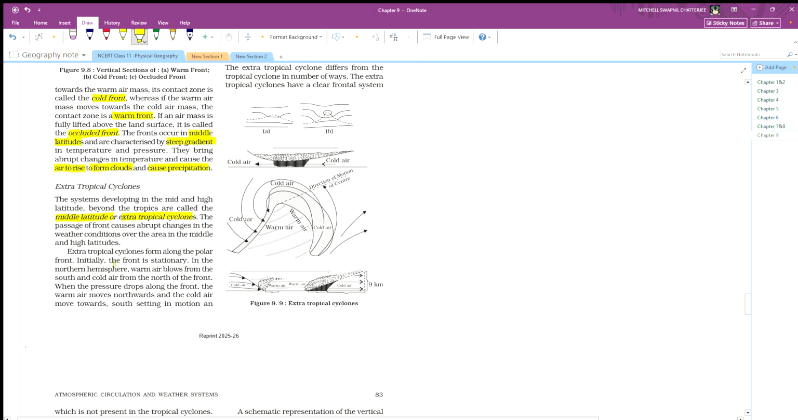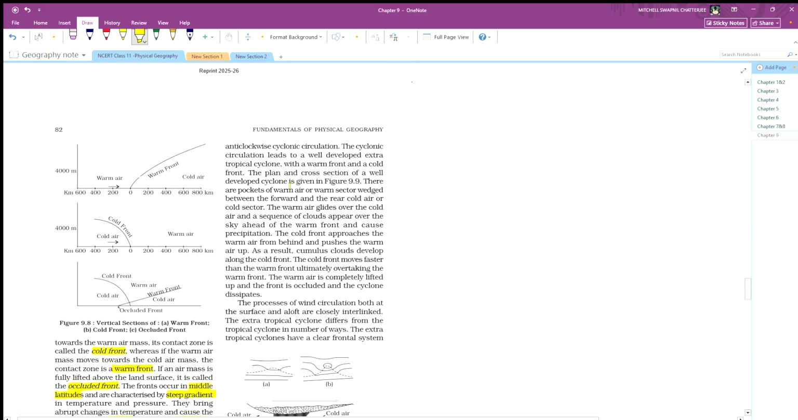So it is formed along the polar front. Initially, the front is stationary. In the northern hemisphere, the warm air blows from the south, and the cold air blows from the north of the front. When the pressure drops along the front, the warm air moves northward, and the cold air moves towards the south, setting in motion an anti-clockwise cyclonic circulation. The cyclonic circulation leads to a well-developed extratropical cyclone.